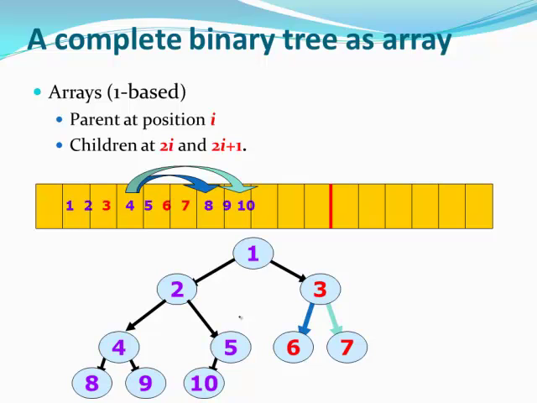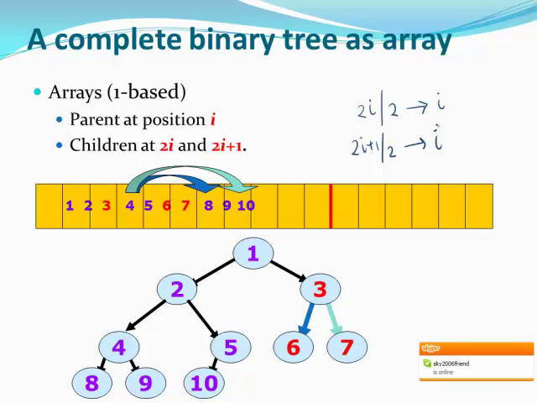So if you give me the parent, I know how to find the children, and if you give me a child index, I'll be able to find the parent, because if you give me 2i, once I divide by 2 I get i. If you give me 2i plus 1, once I divide by 2, I still get the i. So you have a unique parent for each child, and so on.